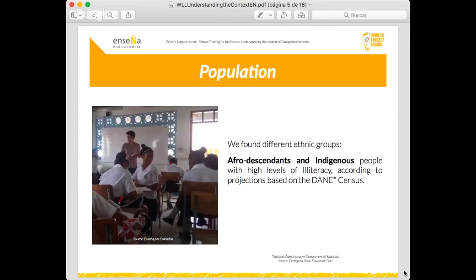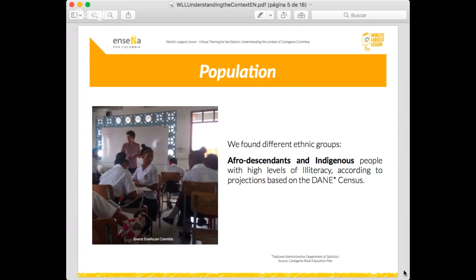About the population, we have Afro-descendants and indigenous people with high levels of illiteracy according to the DANE census. DANE is the national administrative department of statistics. What is really important here is that a lot of people don't know how to read, and of course the English level is not the best.